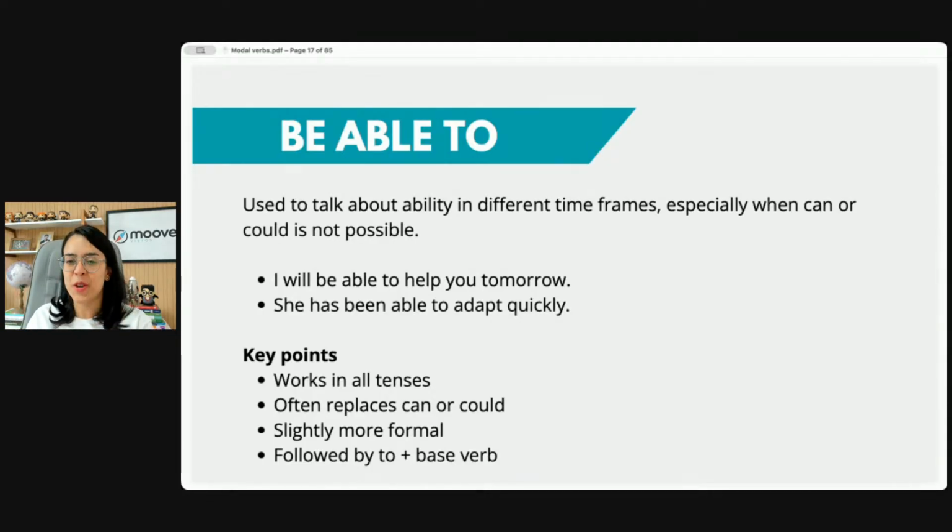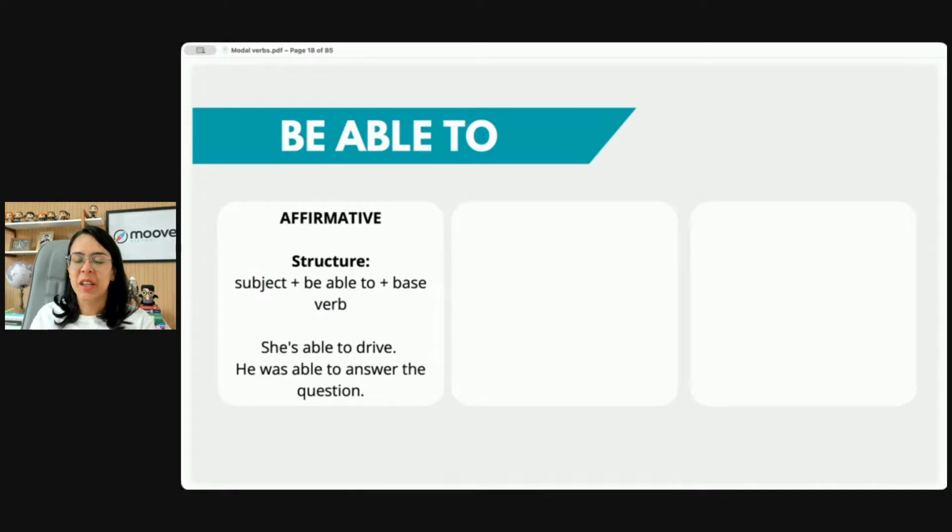So here's a tip for you. Be able to is always followed by to. You always need to use the verb in the infinitive with to. So I can dance, I'm able to dance. I could play, I was able to play. So here it is the opposite of can and could. You gotta be careful. So in the affirmative, you just need to conjugate the verb to be. She's able to drive, he was able to answer the question.